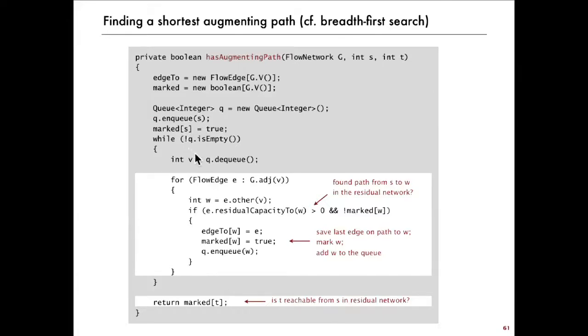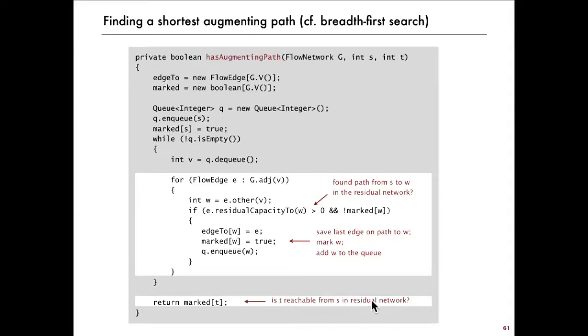While the queue's not empty, we'll take a vertex off. And we'll go through everything that's connected to that vertex. It's a flow edge. And then you check the residual capacity. And if it's bigger than 0, that means you have a way to get to W, and if it's not marked, you haven't been there yet, then you go ahead and go there and mark it. It's essentially breadth first search. So that's the code for hasAugmentingPath, and that essentially completes the implementation of breadth first search.